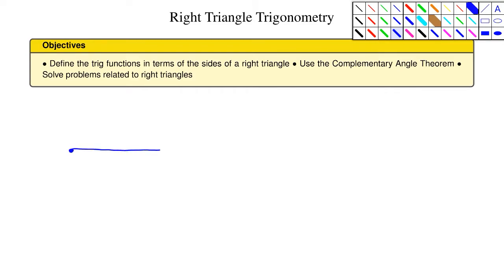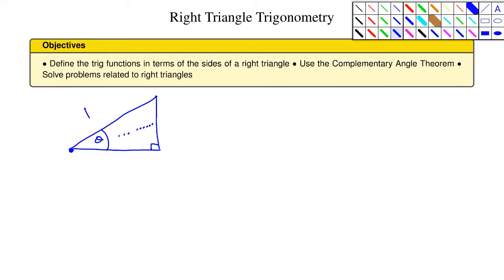So let's draw a triangle. Just draw a right triangle here. And let's label this angle theta. And with this position of theta, we give new names to the legs, and we still have the hypotenuse of the triangle, but the new names we have are based on the position of the angle.